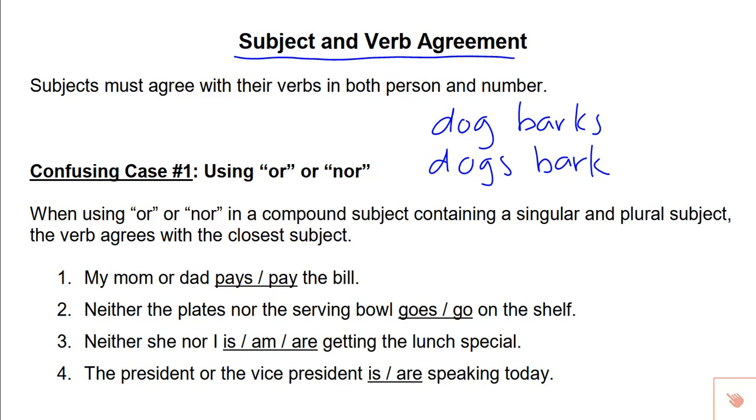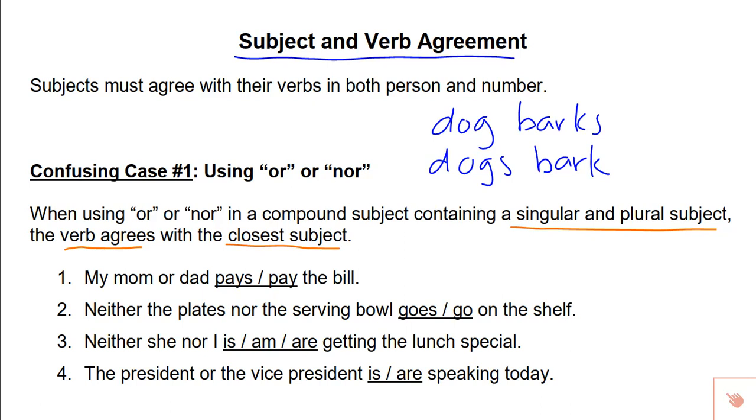This tutorial will review 5 confusing cases of subject-verb agreement, starting with confusing case number 1, using or nor. The rule is that when you're using or nor in a compound subject that contains a singular and a plural subject, the verb is going to agree with the closest subject to it. Let's take a look at an example to help that make sense.